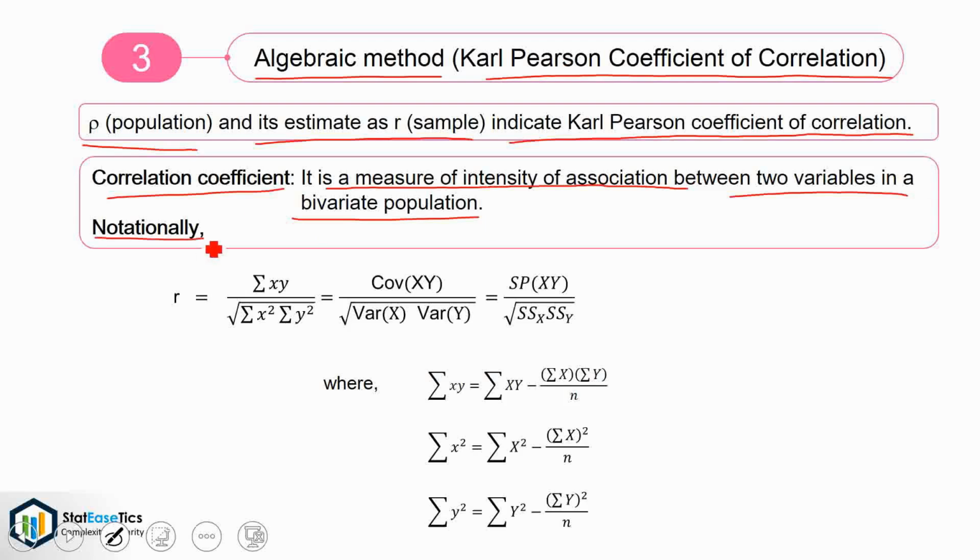Notationally, it is written as R is equal to summation small xy divided by the root of summation small x square into summation small y square, which is equal to covariance xy divided by the root of variance x into variance y, which is equal to SPxy divided by the root of SS of x into SS of y, where summation small xy, small x square and small y square can be calculated with the help of given formula.